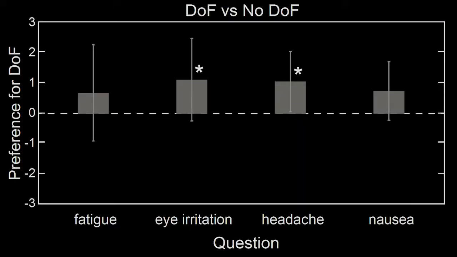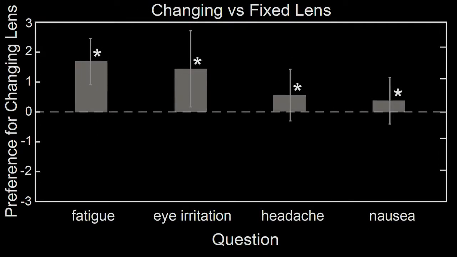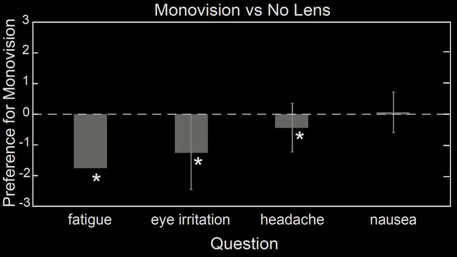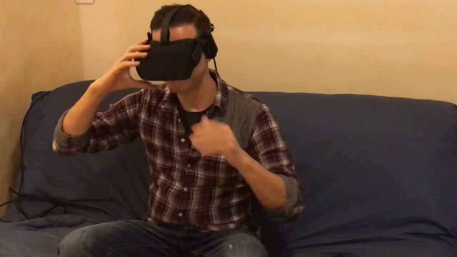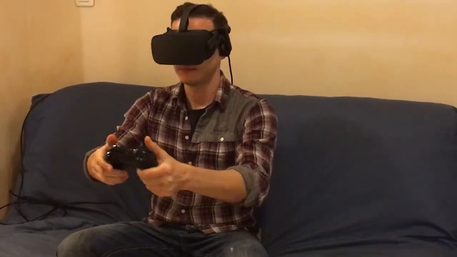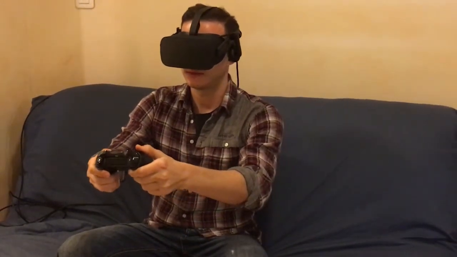Our results indicated a slight preference for DOF rendering over pinhole rendering, a strong preference for changing lens over fixed lens, and a clear preference against monovision. Among the conditions we examined, the most effective way to improve comfort in head-mounted displays is to incorporate focus-adjustable lenses.